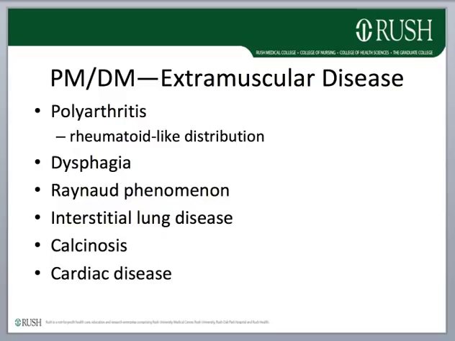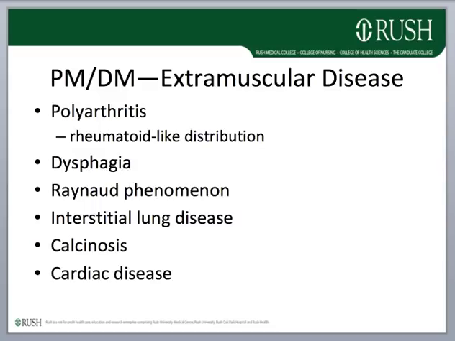Extramuscular disease may occur with polyarthralgias or polyarthritis, most frequently affecting the hands, wrists, and knees in a rheumatoid-like distribution. The arthritis, however, is usually mild and non-deforming. Dysphagia may occur in up to a third of patients and is due to weakness of the oropharyngeal muscles or striated muscles of the upper third of the esophagus.